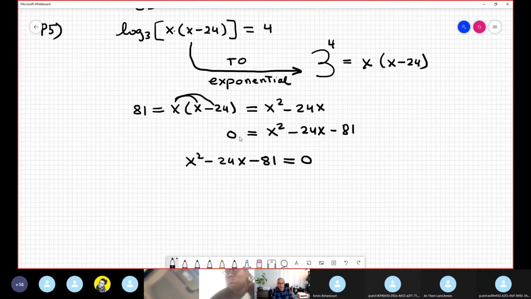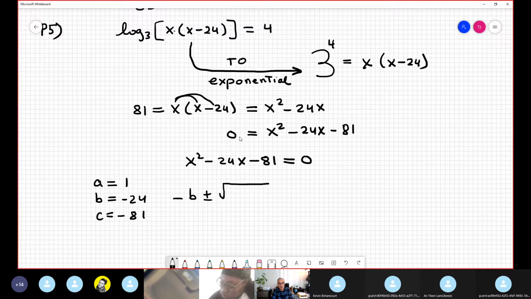This is too easy for us. We can solve it by factorization, but in this case it's not trivial to do by factorization. I don't know if you see the combination, but okay, try for 2 seconds. If you don't see the combination, you apply the quadratic formula. A is 1, B is negative 24, and C is negative 81. Boom. I put the formula: minus B, plus and minus, square root of B squared minus 4AC, divided by 2.